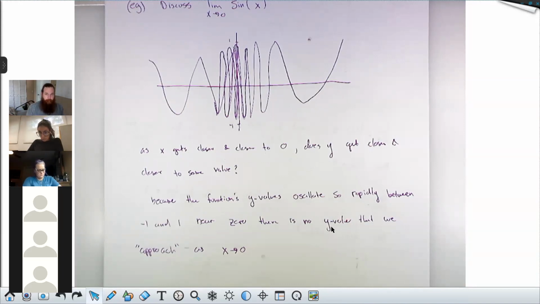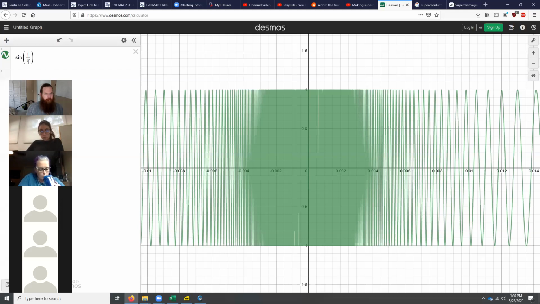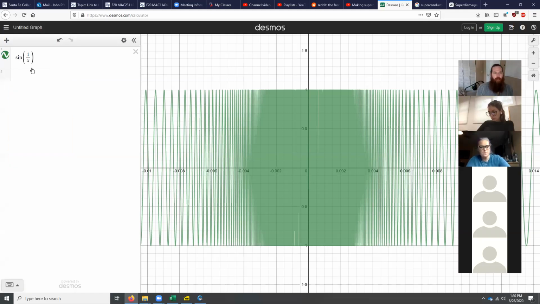What would happen if you tried to plug x equals 0 in here? It would be undefined. You'd have the sine of 1 over 0, and 1 over 0 is not a number. It does not exist. So you'd be asking the sine function to return an output for an input that does not exist.